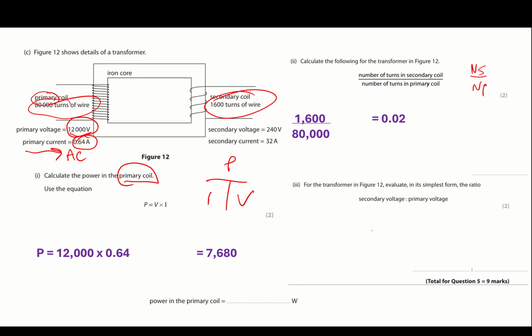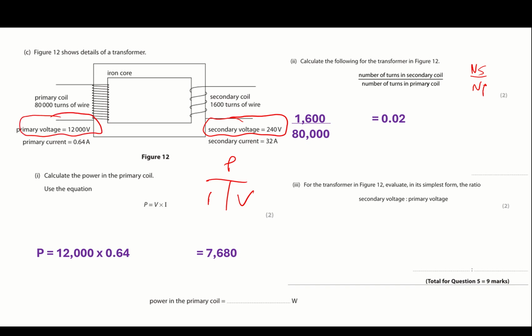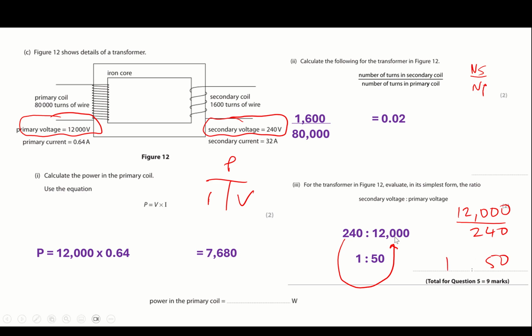And it says, for the transformer, evaluate in its simplest form the ratio of the secondary voltage to primary voltage. And again, if I just get rid of all of these red scribbles now, so secondary voltage is here, 240, and the primary voltage is 12,000. So we can just write those next to each other like that, 240 to 12,000, and we then see how many times the small number goes into that. So if I did 12,000 divided by 240, I get my simple ratio of 1 to 50.